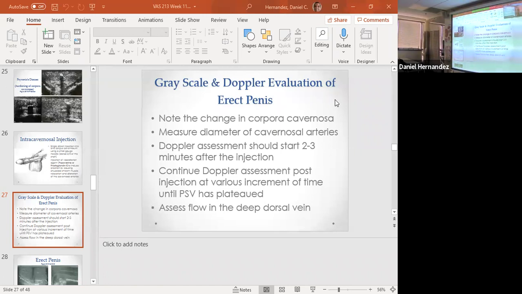Grayscale and Doppler evaluation for the erect penis now. So we note changes in the corpora cavernosa. We measure again now the diameters of the cavernosal arteries, because remember, after we do that injection, we should see an enlargement or dilatation of those arteries. Doppler assessment should start 2 to 3 minutes after the injection. Continue Doppler assessment post-injection at various time increments until peak systolic velocities have plateaued, and we assess flow within that deep dorsal vein.